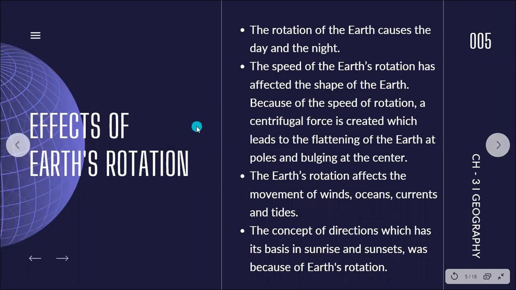Now, what are the effects of rotation, right? Earth's rotation causes day and night, right, students? So it causes day and night.